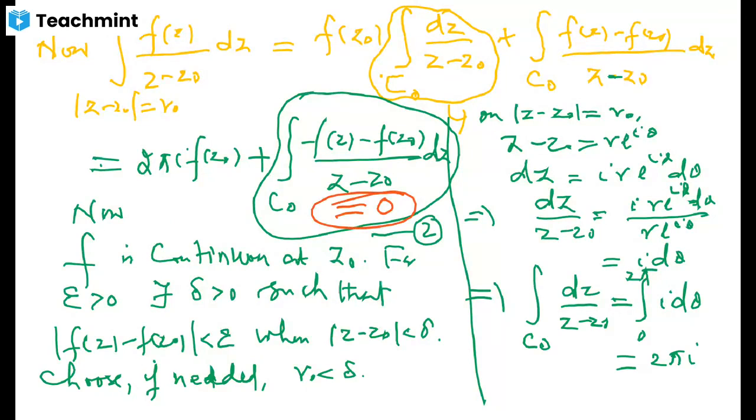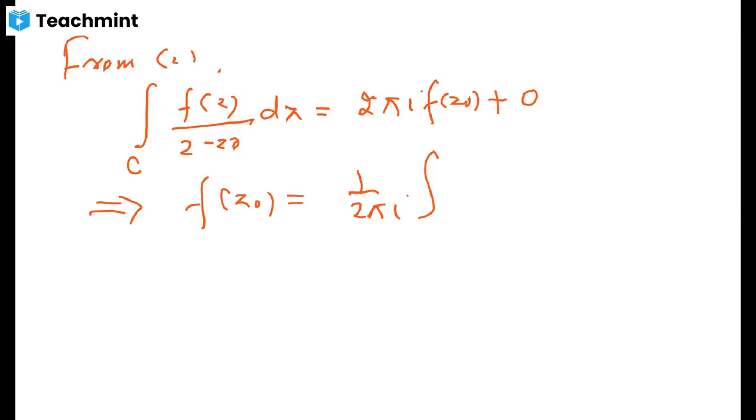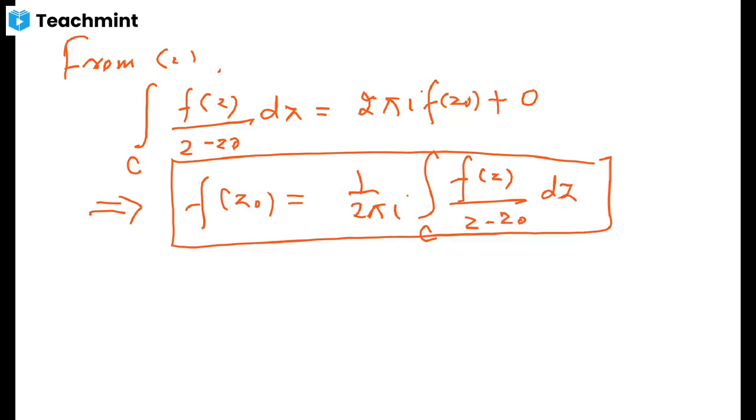What is left to you now is, let me write, from the second equation, you have the integral over the original contour C of f(z) upon (z minus z naught) dz is equal to the first value that you obtained, 2 pi i f(z naught), plus the other integral, whose value is 0. This implies that the value of f(z naught) is equal to 1 over 2 pi i times the integral over C of f(z) upon (z minus z naught) dz. This is the Cauchy integral formula.